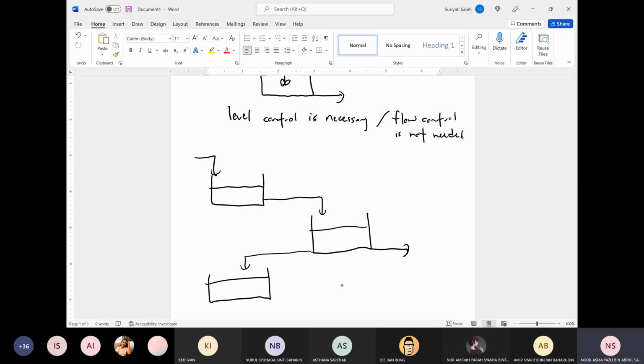So in order to ensure you have the correct flow, normally for multiple unit operations, you will involve the flow control. For each unit operation, you will have the level control. It's like that. The flow control objective is to make sure you have a continuous or consistent flow rate going into the next unit operation. So it will regulate the required flow. So this is where you need to implement the flow control.